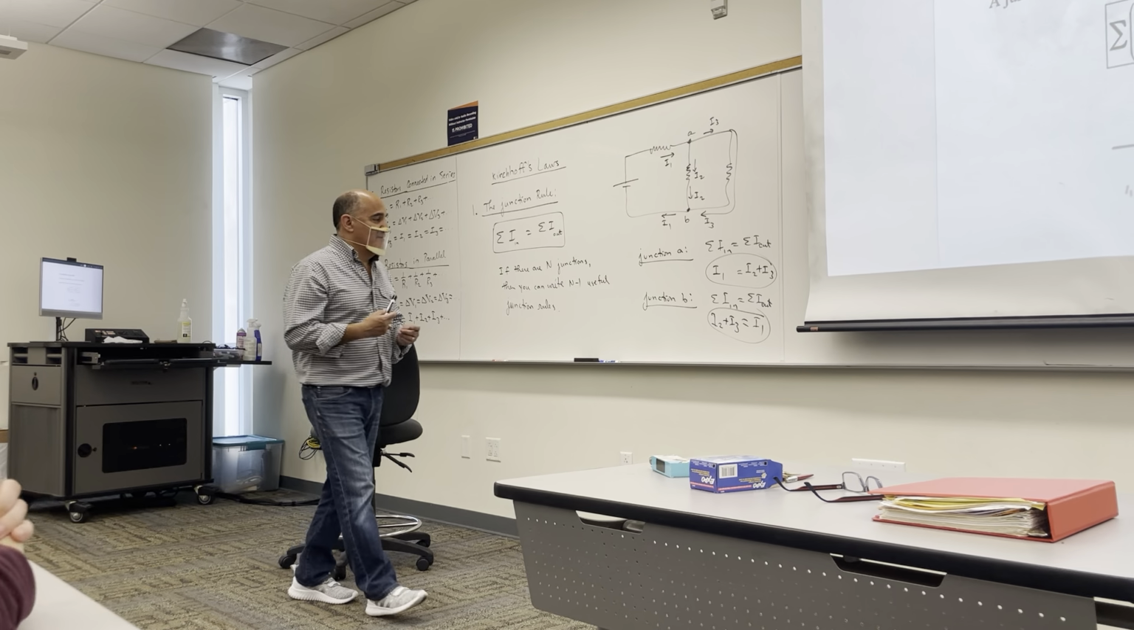You have to. How many junctions are in this circuit? Two junctions, right? So how many useful junction rules would you write? One. And how many different currents? So you've got one here, two, and three. So you need three equations, but you can only write one junction rule. The other two will be loop rules.